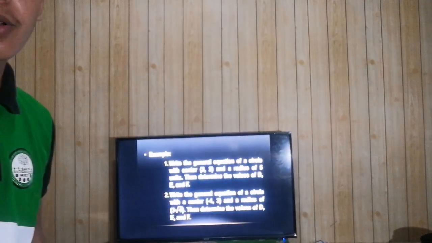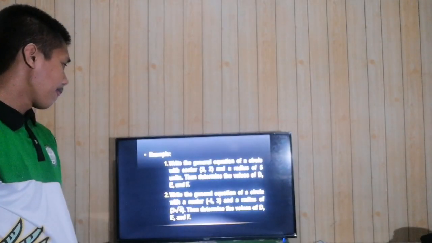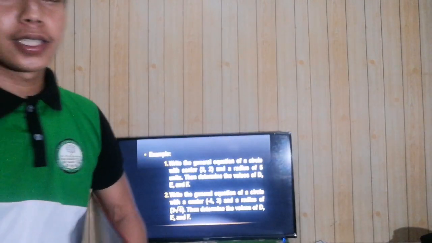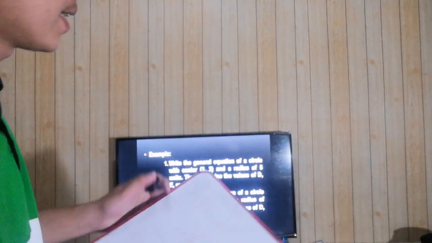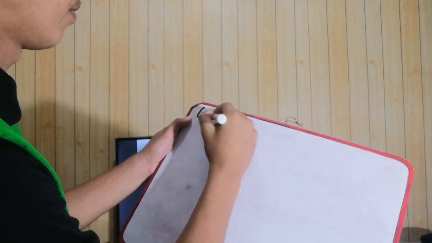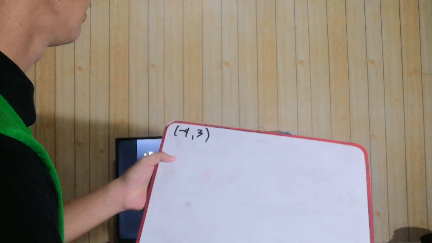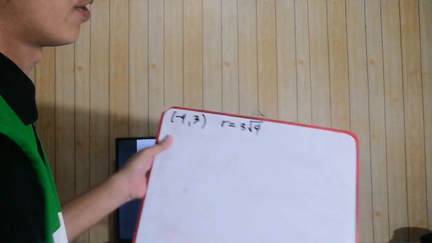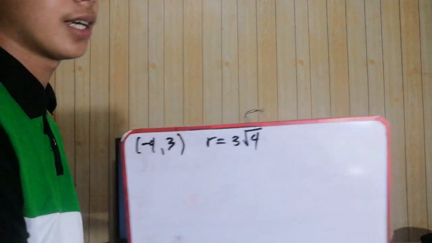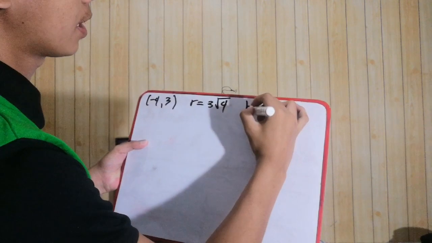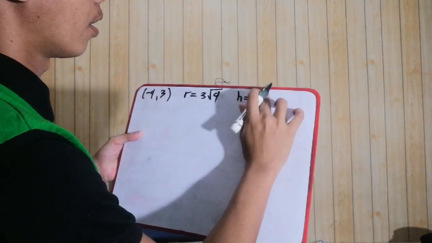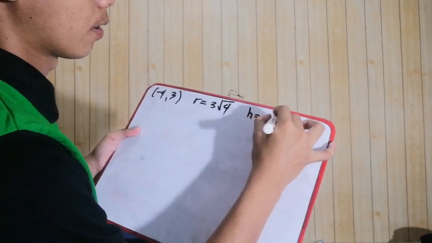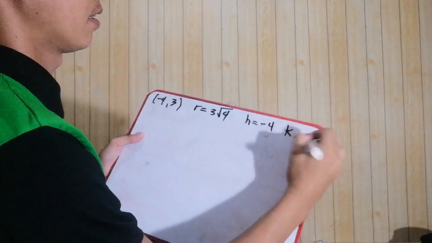So, let's have another example. Okay, for the second example, class, kindly read. So, okay, very good. Write the general equation of a circle with a center of negative 4 and 3, and the radius R natin is 3 square root of 4. So, quite complicated, pero easy lang ito. Ibig sabihin, value ng h natin is negative 4 and k natin is 3.